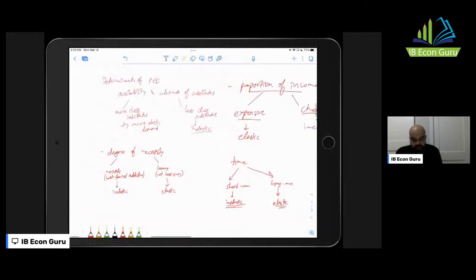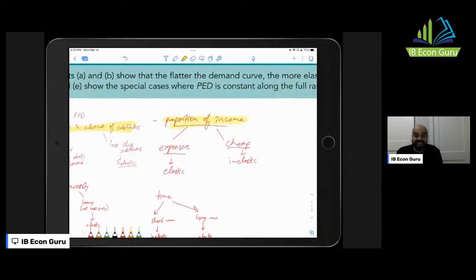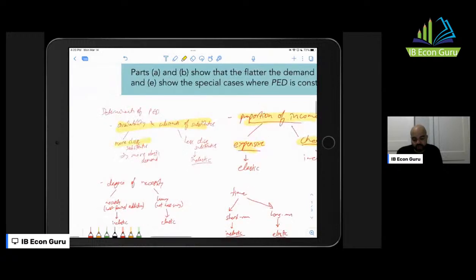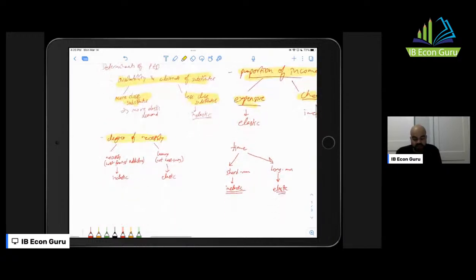Number one, the availability and closeness of substitutes. Number two, the proportion of income, whether the product is expensive or cheap, whether the product has a lot of close substitutes or no or few close substitutes. The degree of necessity, whether it's a necessity or habit forming or addictive versus a luxury, not habit forming, and the period of time, short run versus long run.